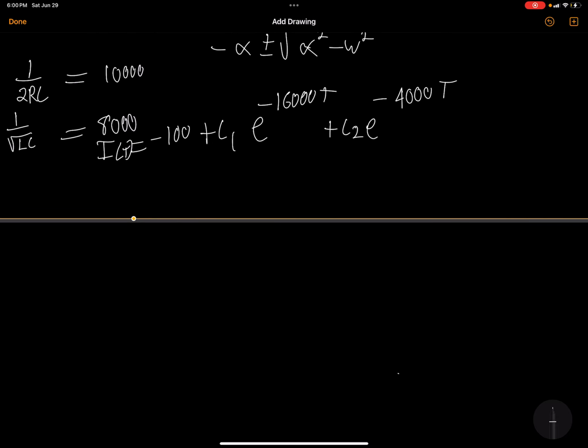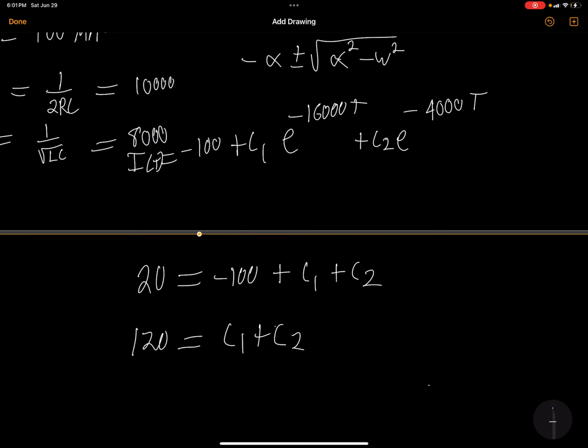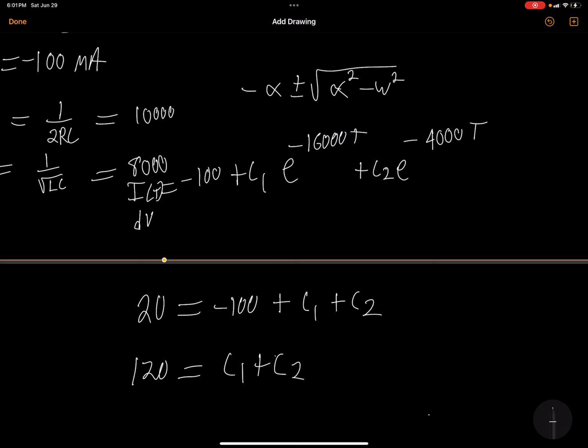So let's plug in our initial values. 20 is our initial. For t at 0 for the first, we'll have negative 100 plus C1 plus C2, plus the 100 over, you get 120 is equal to C1 plus C2. Now we need to find our second equation, which is dI dt is equal to negative 16,000 C1 plus negative 4,000 C2.